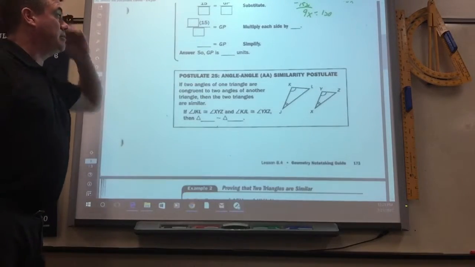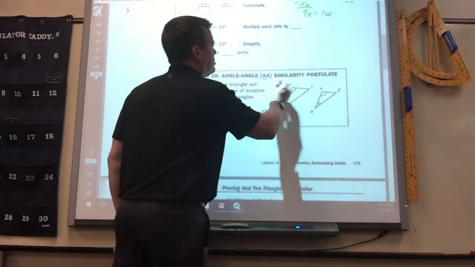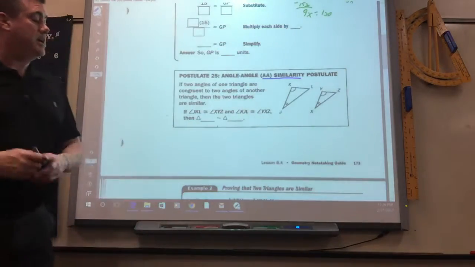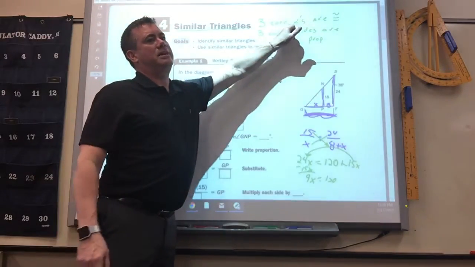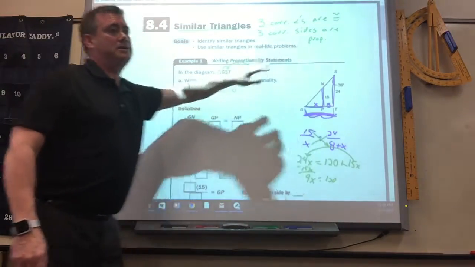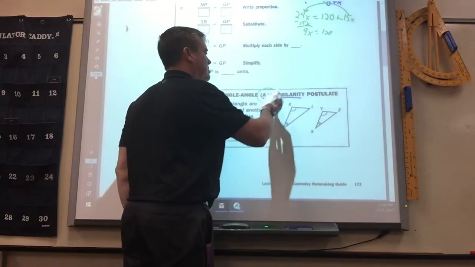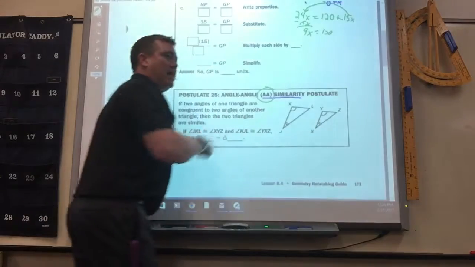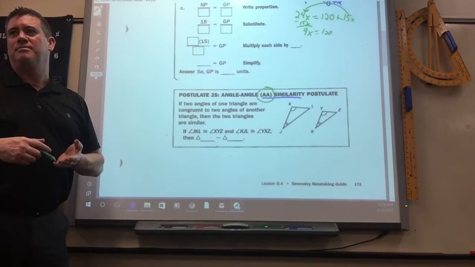Okay, a shortcut. You can use this to see if triangles are similar. Instead of showing that all three corresponding angles are congruent and all three corresponding sides are proportional, as long as two angles are the same, that means everything else is true. The sides are proportional and the third angle is the same.